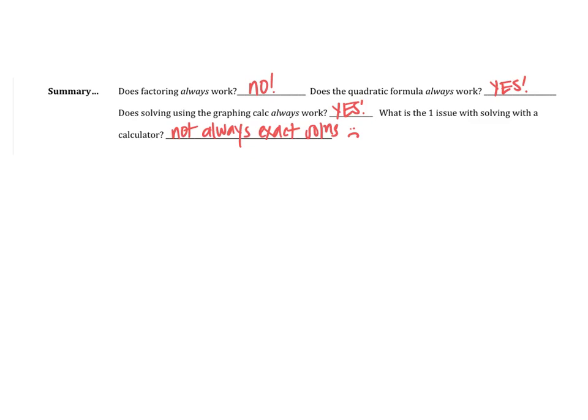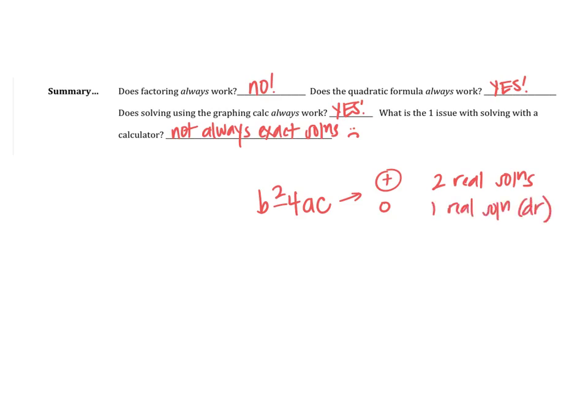Okay? So again, big idea, you should tell me you know the discriminant is b squared minus 4ac. If it's positive, you know there are two real solutions. If it equals 0, you know there is one real solution. It's a double root. And if it's a negative discriminant, you know there are 0 real solutions. So that is where you should be for today.